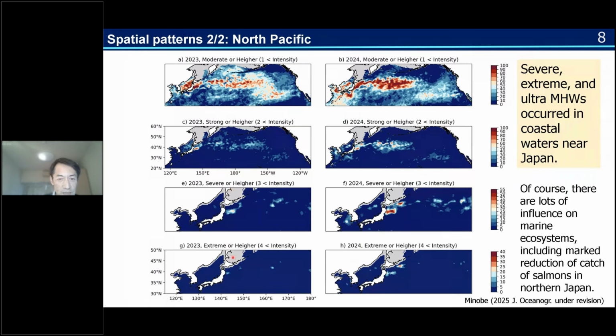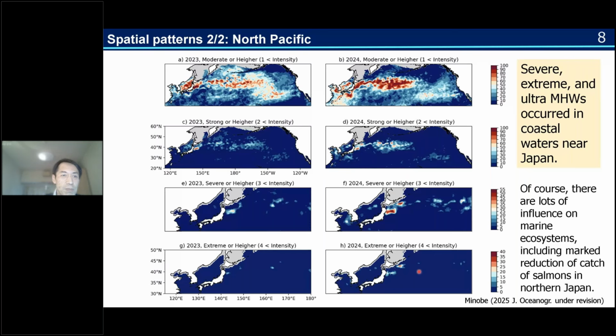Even the extreme marine heat wave in the last year occurred 40% of the days in this spot. That lasts more than 100 days. So the marine heat waves of last year and 2023 were unusually strong and prevailed globally.